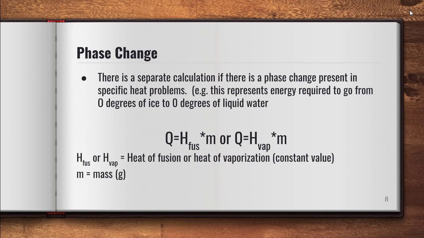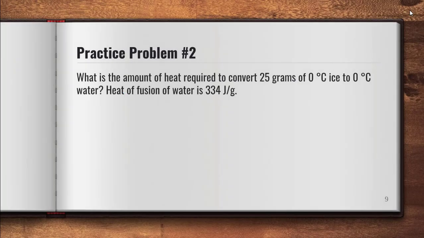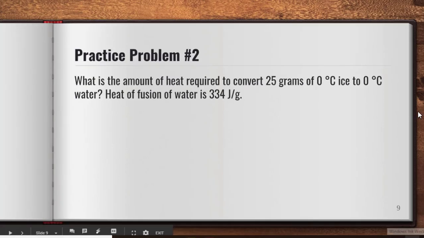Now the equation is represented here, and it's actually a little bit easier to solve. It's Q equals the heat of fusion times the mass, or the heat of vaporization. Heat of fusion is if we are at the solid to liquid phase change, and heat of vaporization if we're at the liquid to gas phase change. All right, so there's really 2 equations here. Let's move forward with one calculation here. All right, let's look at this practice problem.